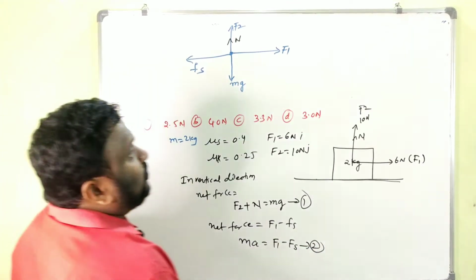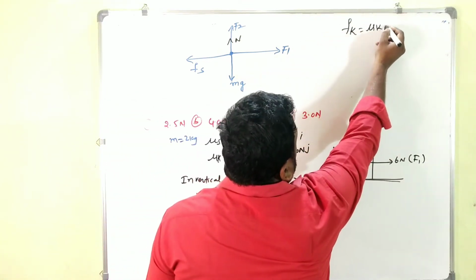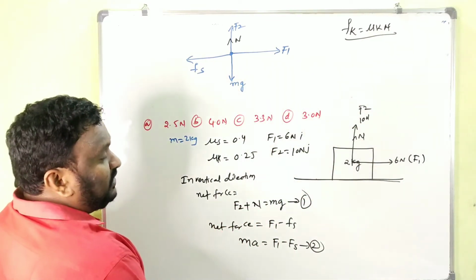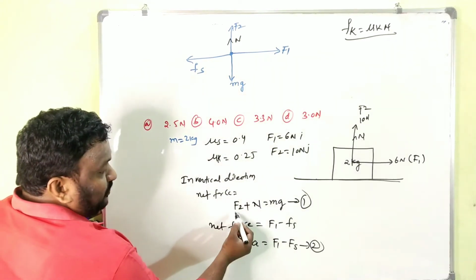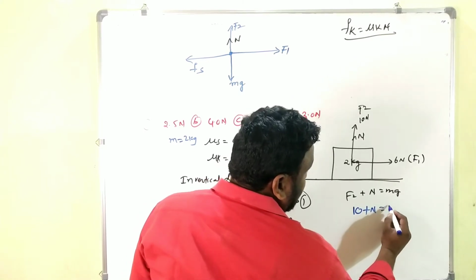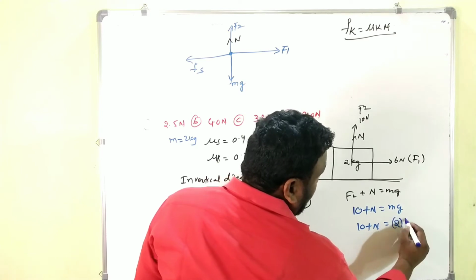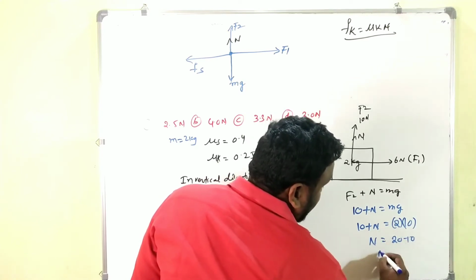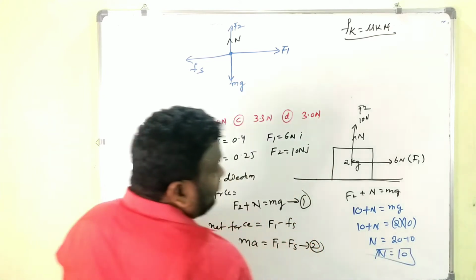So here what we have to find is Fk is equal to mu k into N. When it is sliding, we have to find Fk is equal to mu k into N. So from the first relation, F2 is 10, plus N is equal to m into g. 10 plus N is equal to 2 into 10, that is N is equal to 20 minus 10, and N is 10. So N is equal to 10.